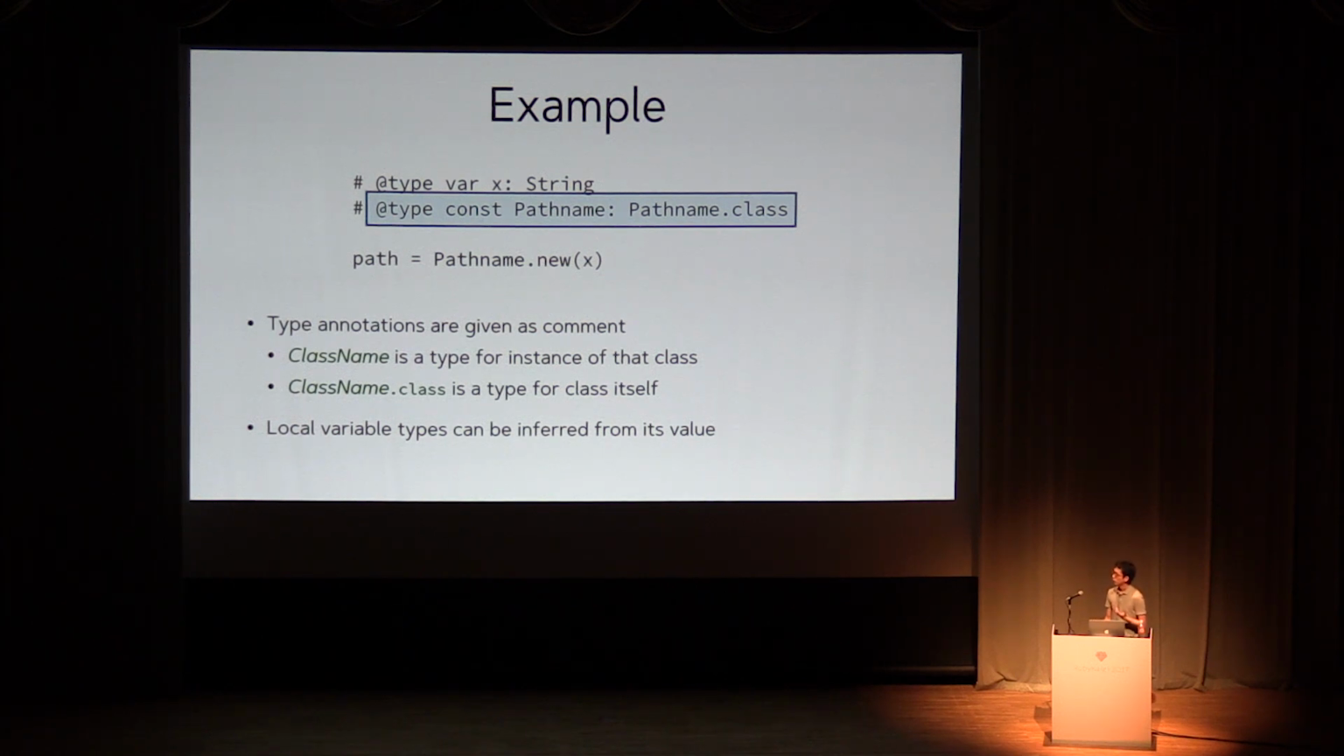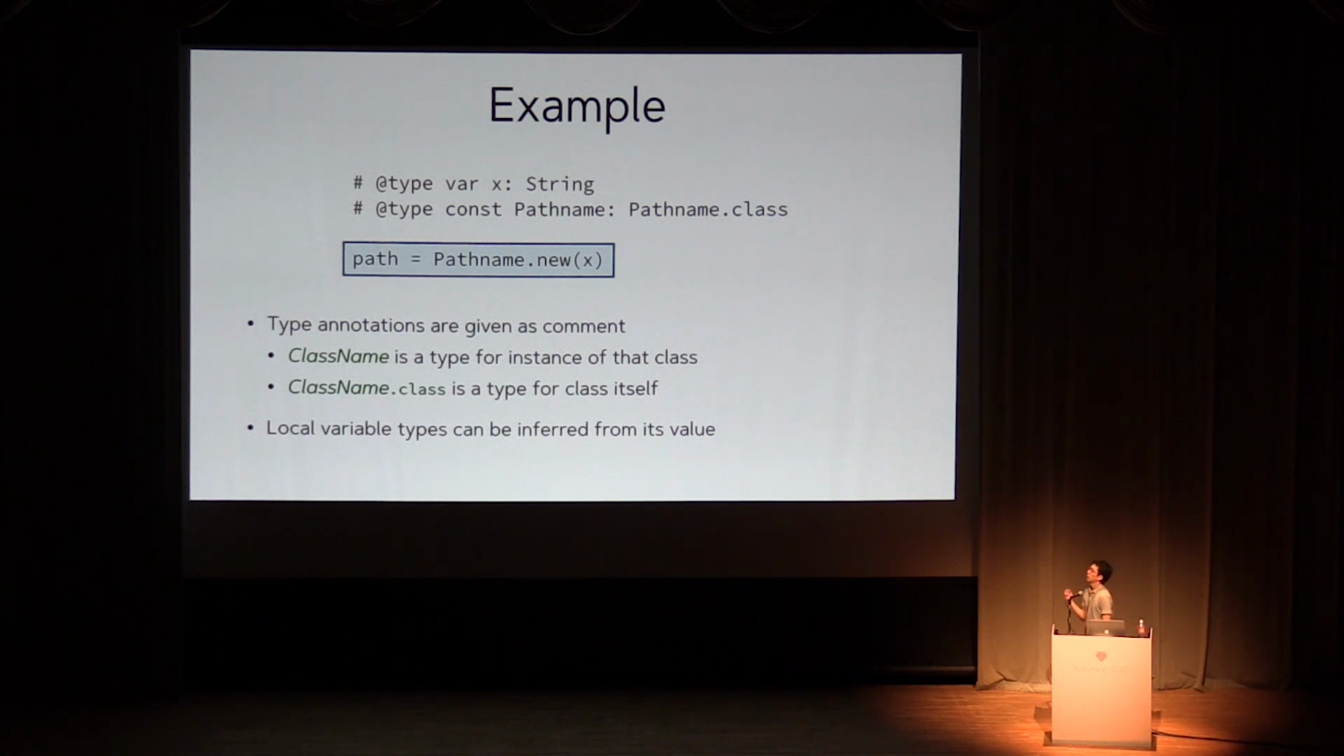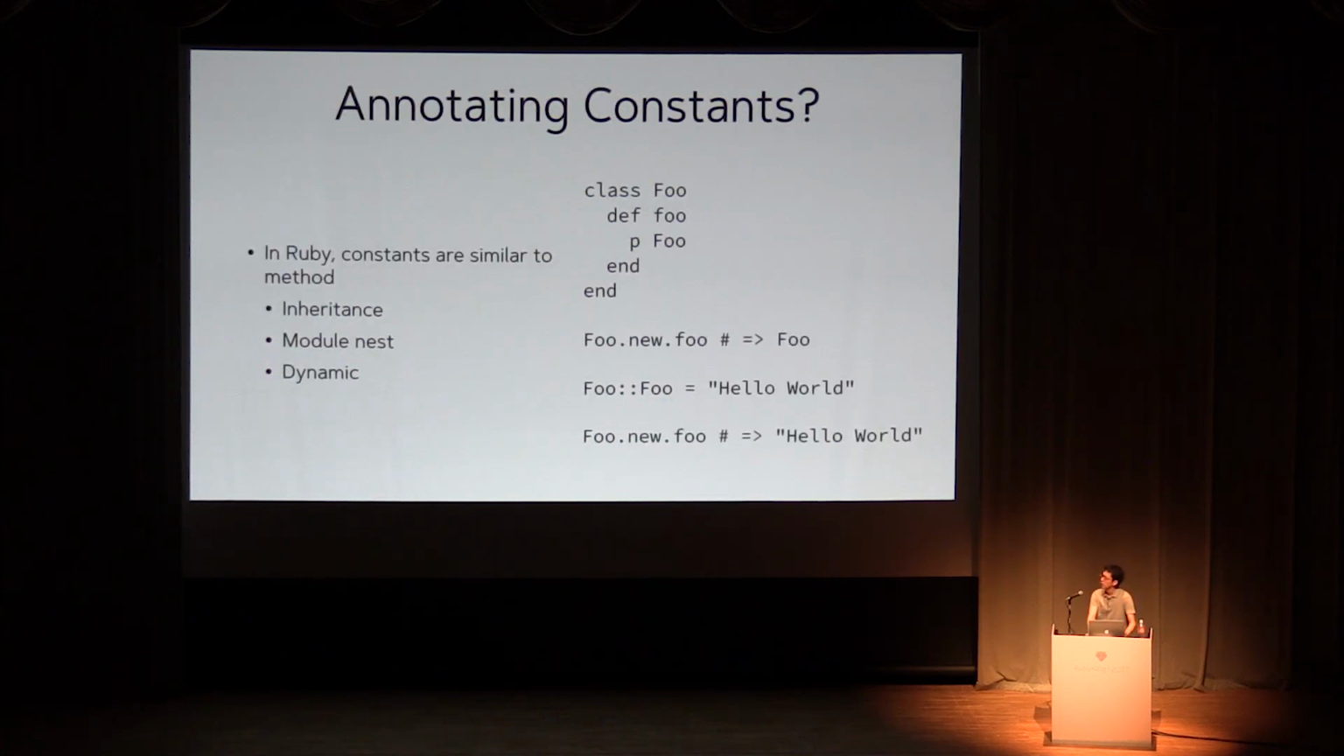And local variable types can be inferred from its value. So the last line assigns a Pathname object to a local variable path. So the type of path is now the instance of Pathname. You may wonder why we need to annotate those constants.